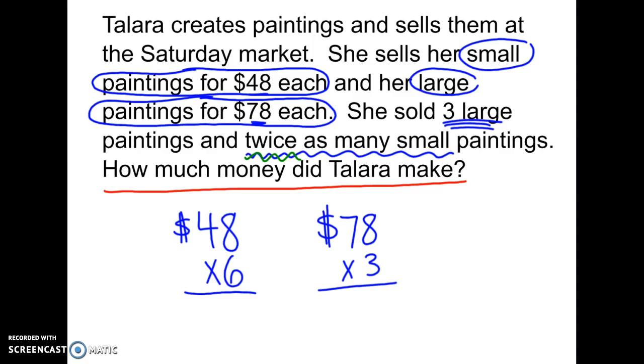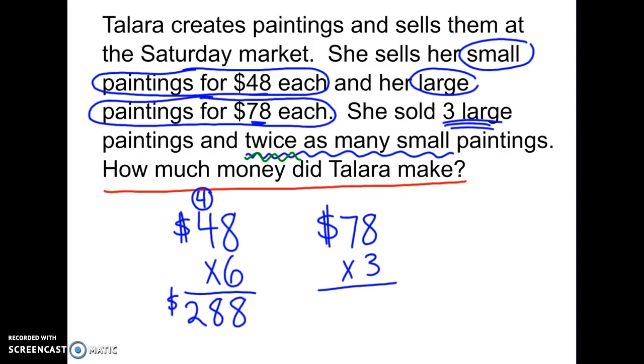6 times 8 is going to be 48. Carry the 4. And then 6 times 4 is going to be 24, plus that 4 is going to be 28. So she made $288 just from selling those 6 small paintings.